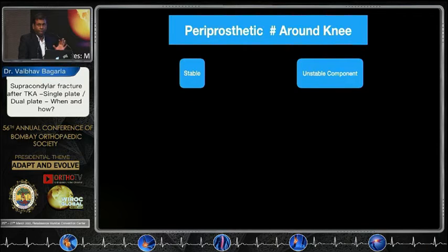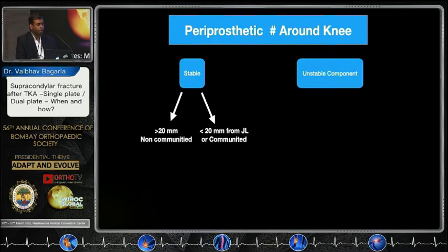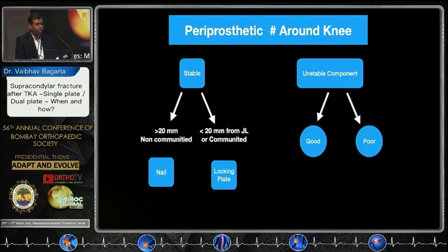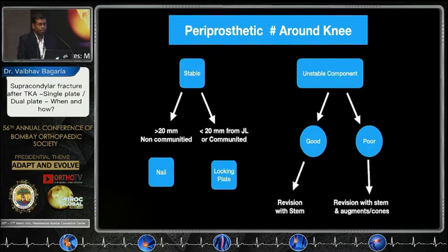Now if you have to have the algorithm, you must first decide whether it's a stable or unstable component, whether it's more than 20 millimeter away from the joint line and non-comminuted, or less than 20 millimeter from the joint line or comminuted. If it is more than 20 millimeter and non-comminuted, you prefer a nail. If you have less than 20 millimeter from the joint line and comminution present, you should consider a locking plate. And of course, if you have an unstable component, you have got these choices which the other speakers will talk about.